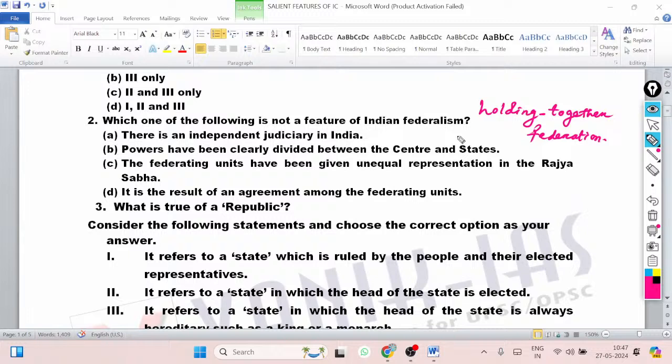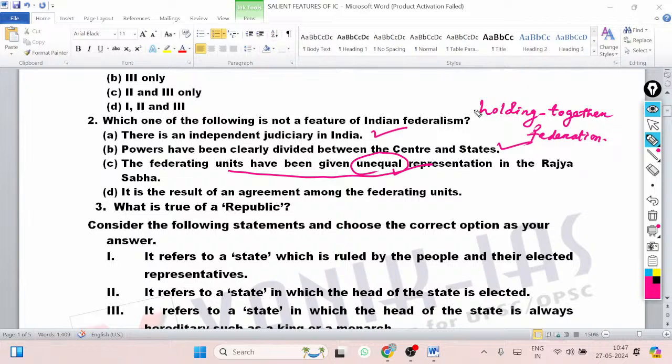Look at the first point. There is an independent judiciary in India, yes, and it is also required in a federation. Powers have been clearly divided between the central and state, yes. The federating units have been given unequal representation, yes, correct.